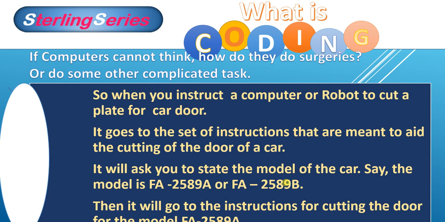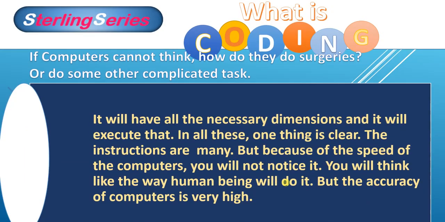When you instruct a computer or a robot to cut a plate for a car, for instance, it will come back to you and ask which particular model of the car you are asking for. So if you specify the model, then it will go to the set of instructions that is related to that model, and then it will go ahead and perform those instructions. So that set of instructions is already there, and the computer will go to that set of instructions and execute them.